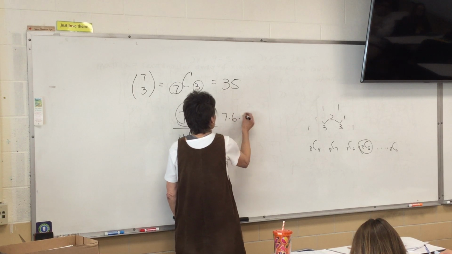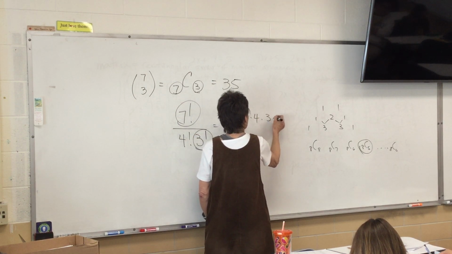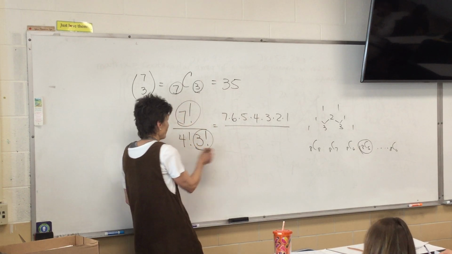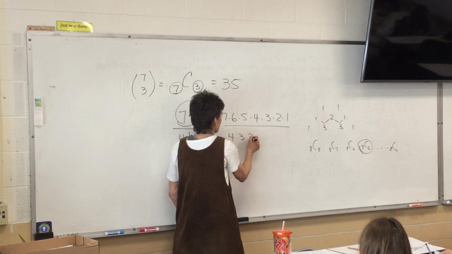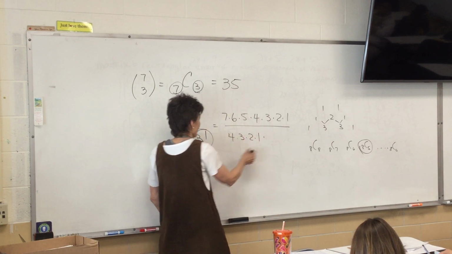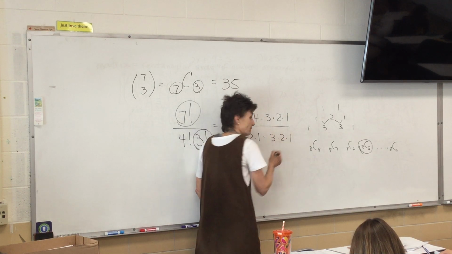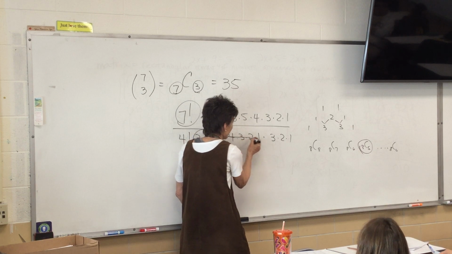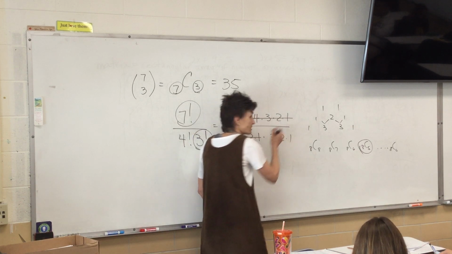7 times 6 times 5 times 4 times 3 times 2 times 1, right? And 4 factorial means 4 times 3 times 2 times 1, and 3 factorial means 3 times 2 times 1. Now look at this. See this part right here? Isn't that all going to cancel?